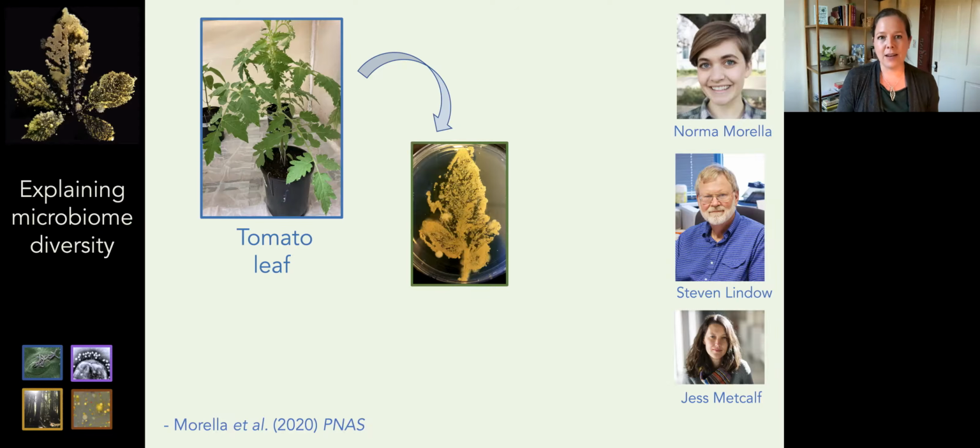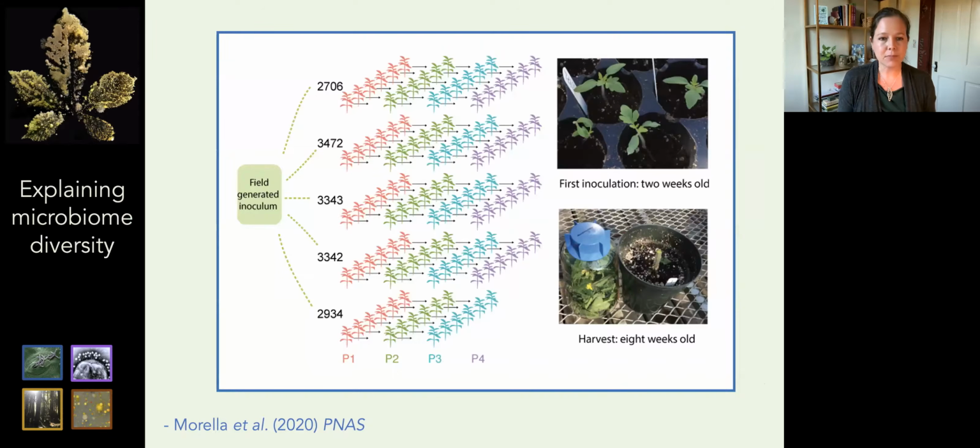And what we did was take an initially very diverse inoculum from the field, from tomato plants, and sprayed them onto replicate plants in the greenhouse over many plant generations. So let me show you what that looks like. We started with a very diverse inoculum because we wanted a lot of standing variation upon which to select. So this is from different fields and different cultivars of tomato.